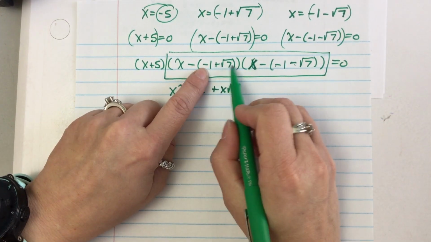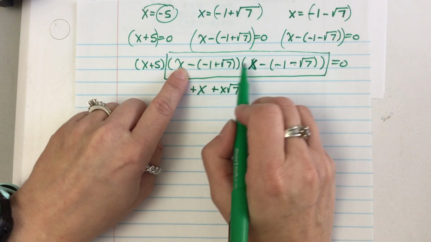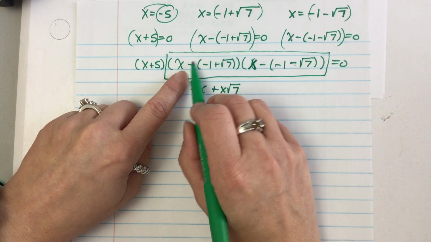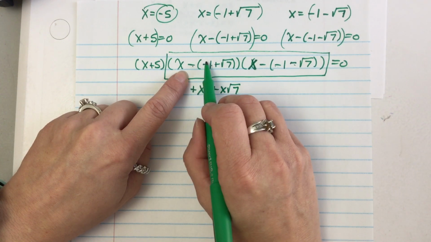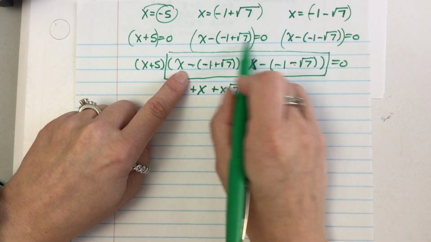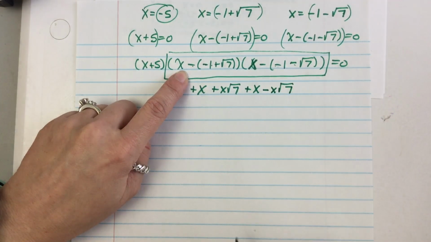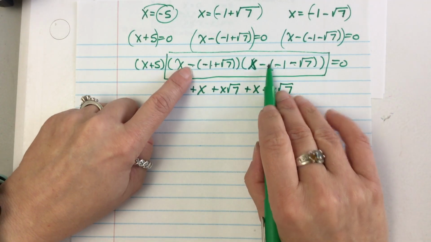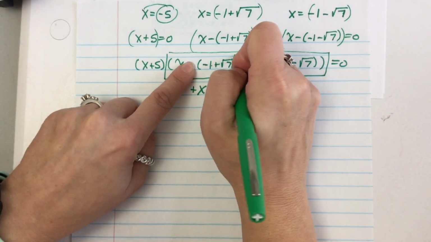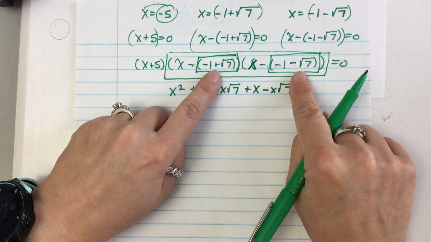Inside, one term times two terms, so again we're distributing, but the negative also has to go with. X times a negative of a negative 1. Negative times a negative makes a positive. X times 1 is x. X times a negative square root of 7 is negative x square root of 7. Last, negative times a negative is a positive. What I have remaining is just to multiply these two pieces.